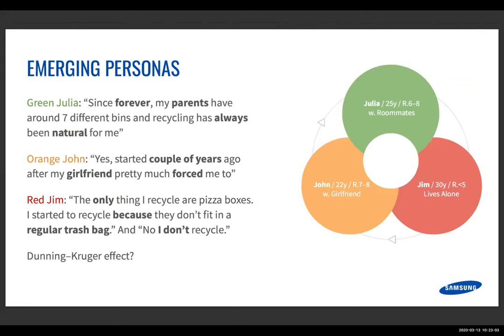The interesting thing was that we always try to put the red personas to the orange personas and then to the green ones, but in terms of how they rate themselves in how good they are at recycling, there is kind of a Dunning-Kruger effect in the orange persona, which think that they are actually better than the green personas, even if they are worse objectively.